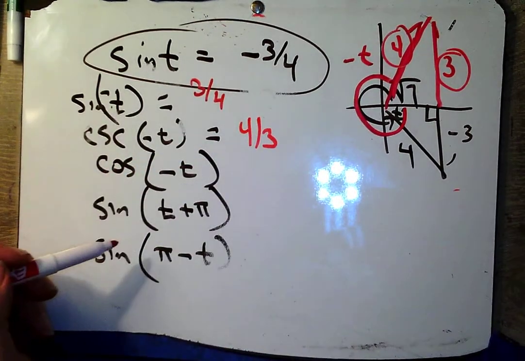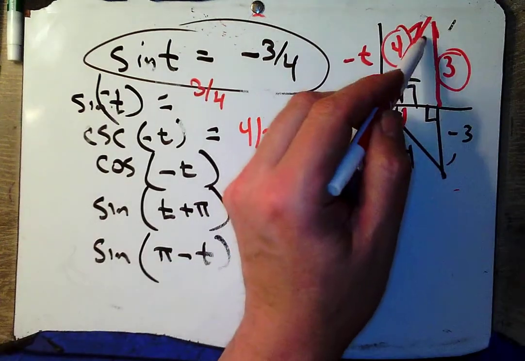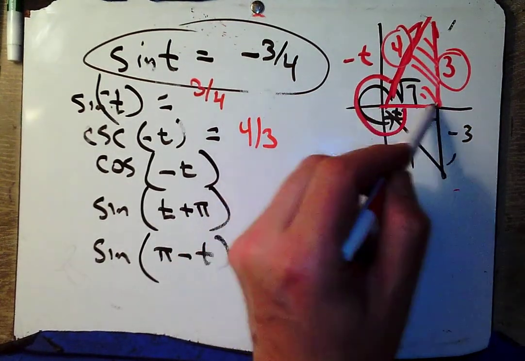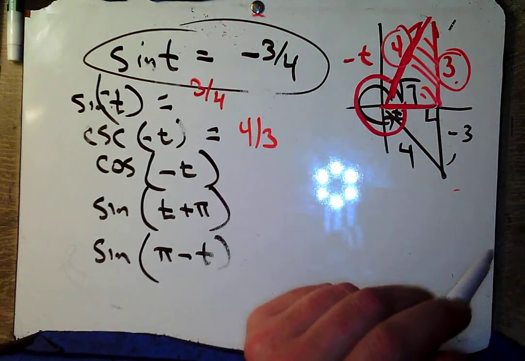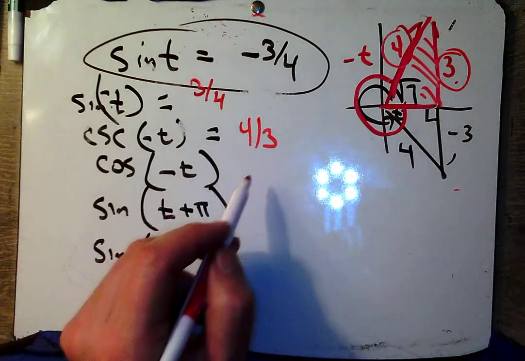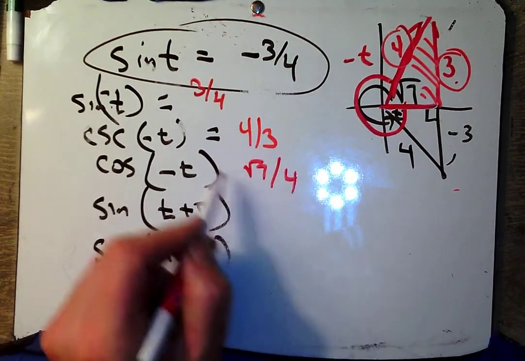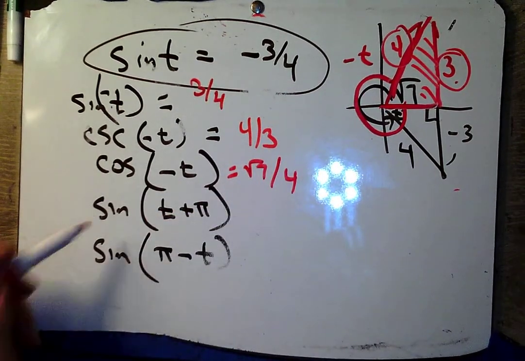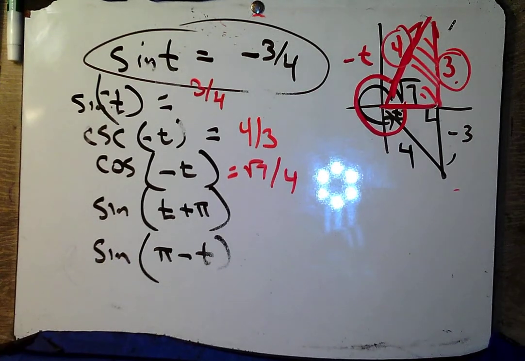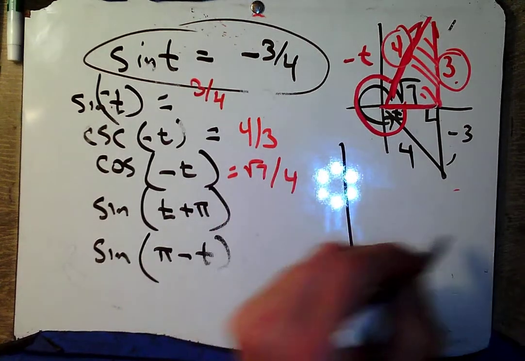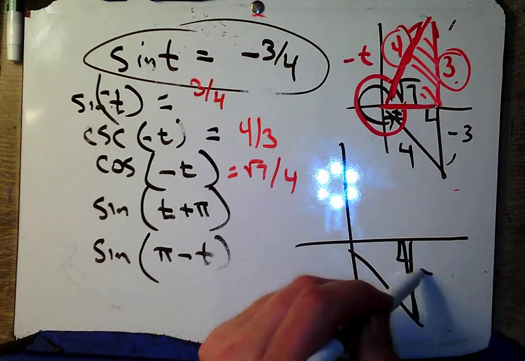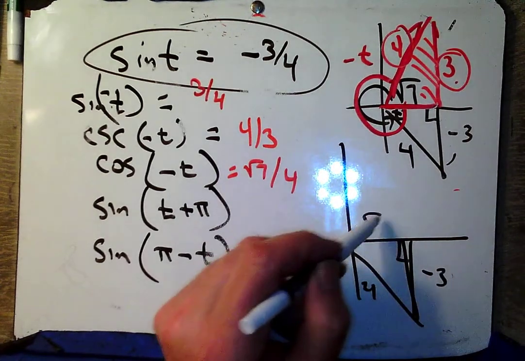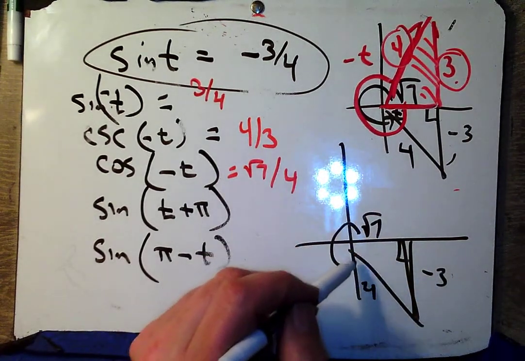Now, cosine of negative t. Well, I've got this new triangle here, and the cosine didn't change. The sine flipped and became positive instead of negative, so my cosine is going to be root 7 over 4. Now, what about sine of t plus pi? Well, sine of t plus pi, let's go back to our original sine drawing. Here's our sine drawing. Negative 3, 4, and root 7. And so here's our t.